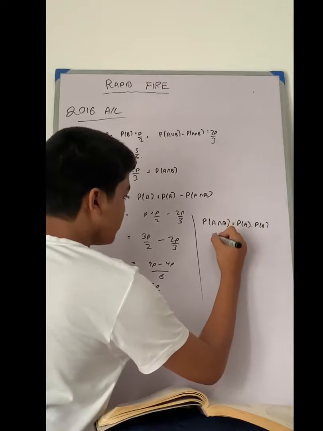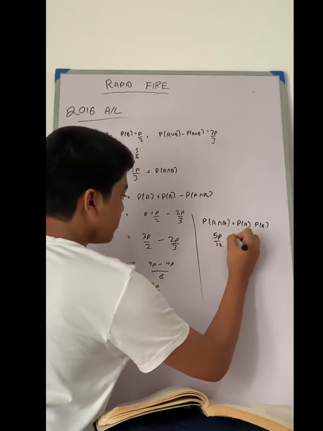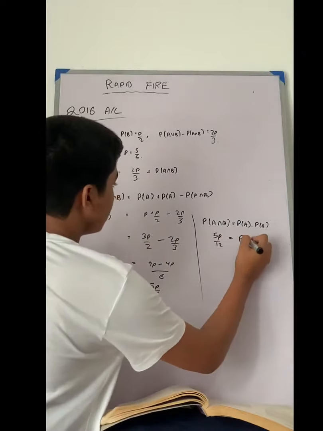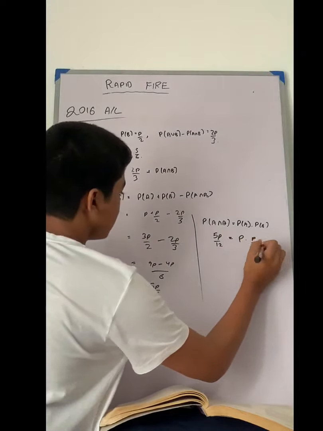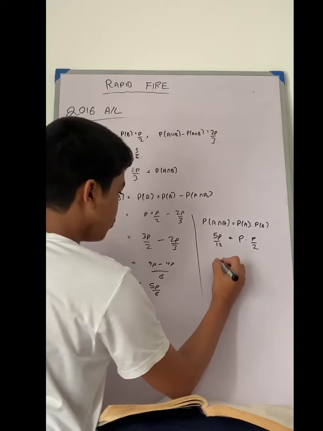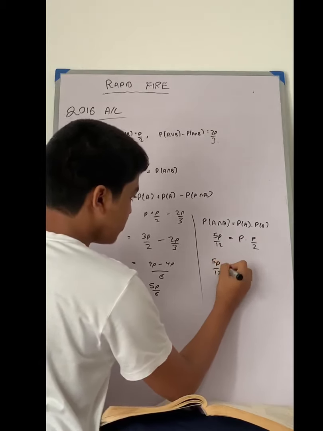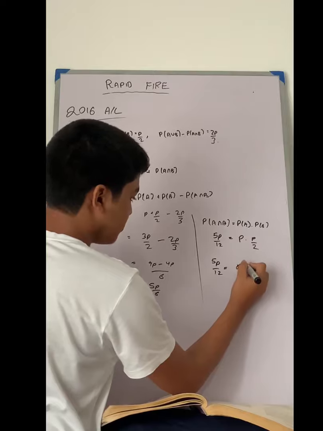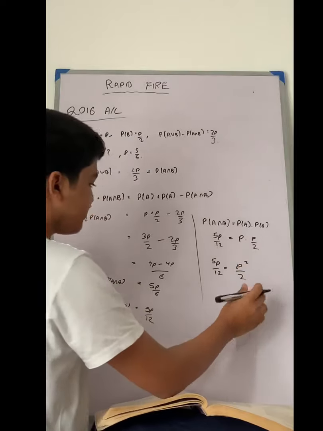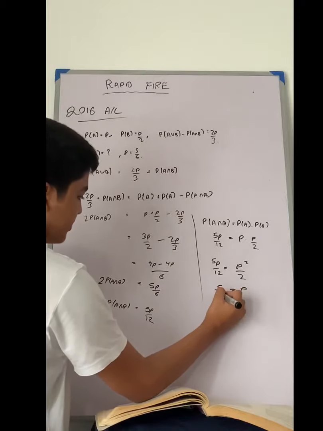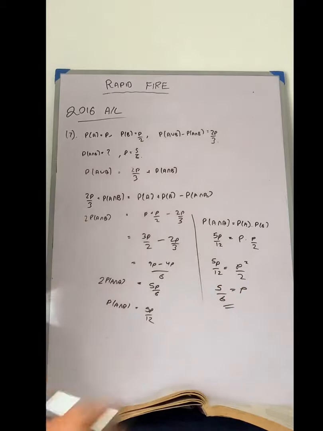So 5/12 over here is equal to P into P/2. Two cancels, P is equal to 5/6. And that's done with this question.